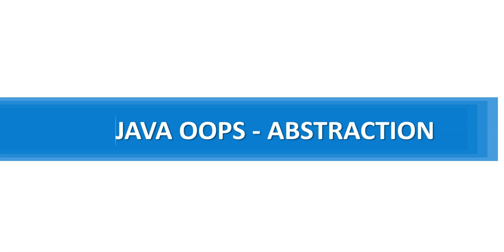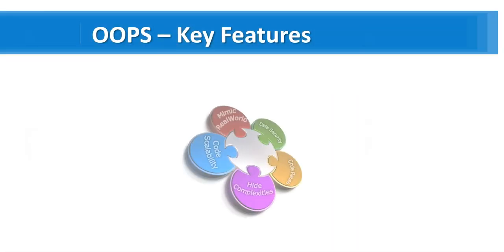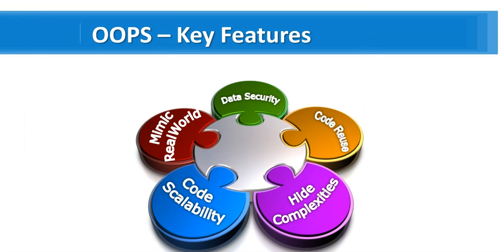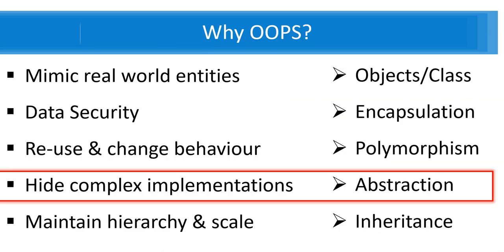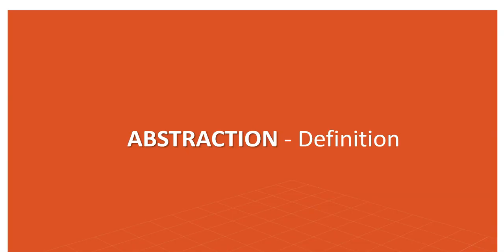Welcome back. In this section, we will look at abstraction, which is one of the concepts of OOPS. As we saw earlier, this specifically focuses on hiding complexities. This is the focus of abstraction. We already saw encapsulation, polymorphism, and inheritance. We saw these three. Now we are looking at abstraction.